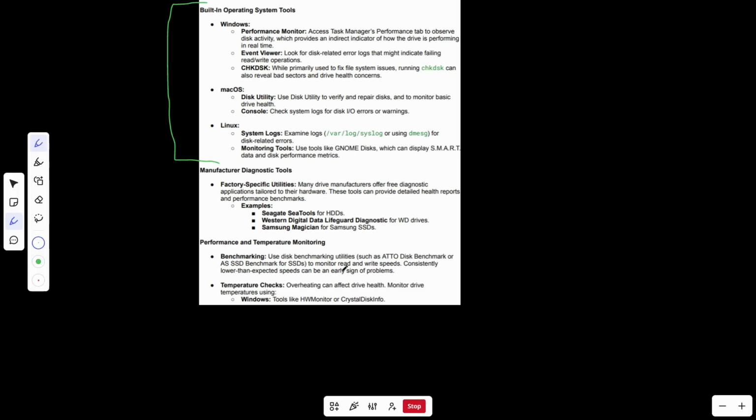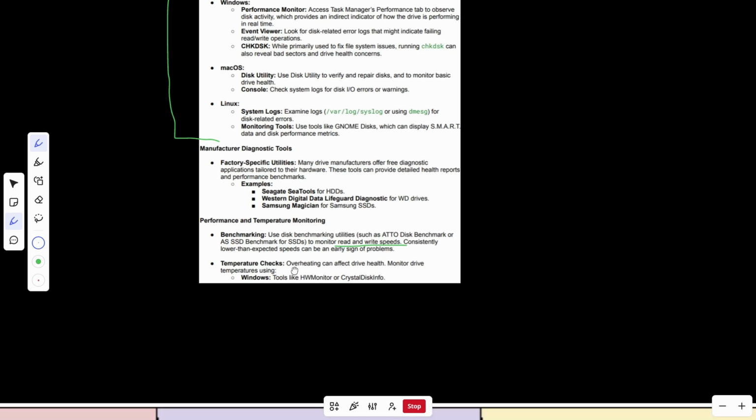You may also want to pay attention to its read and write speeds, right? If its read and write speeds start to decrease, that might be a sign that you need to start to have a think about it. And of course, you want to make sure it's not overheating too much, all right? And there are some tools there you can use.